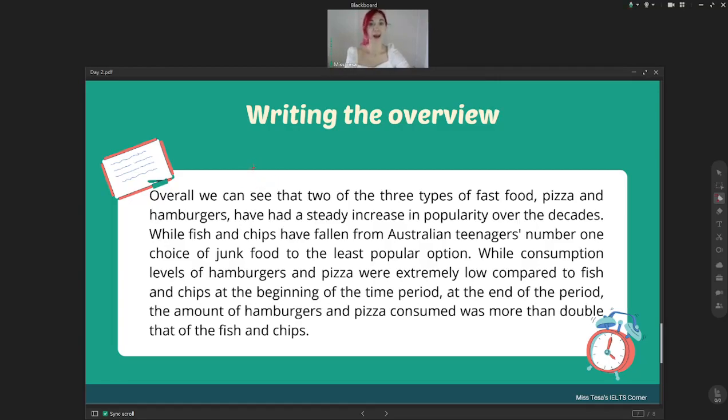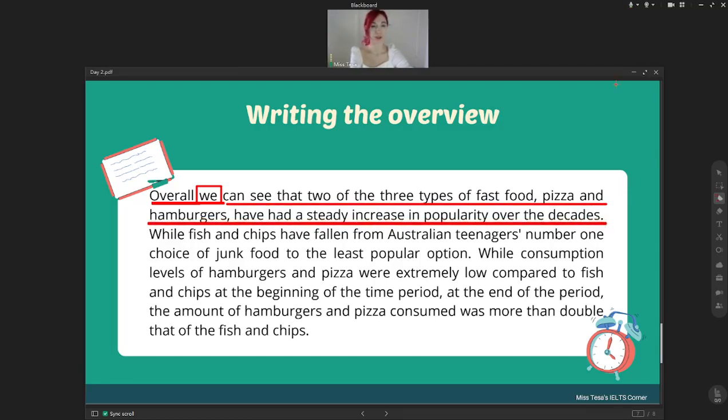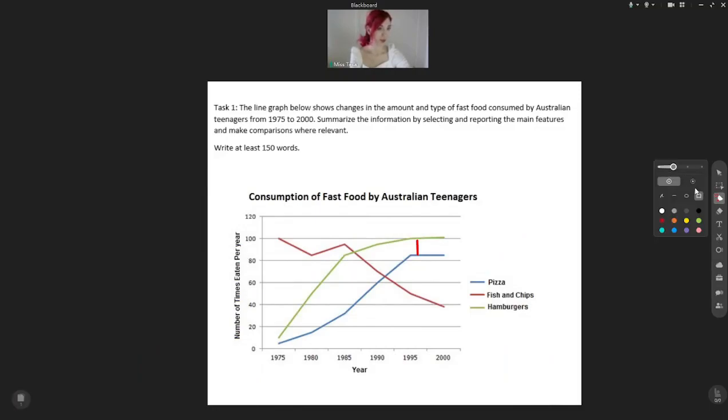So here I started off with "overall." That's a really great way to start your overview. And then we can see, remember, never say "I can see." We want to stick to objective phrases. We can see that 2 of the 3 types of fast food, pizza and hamburgers, have had a steady increase in popularity over the decades. That's what we talked about, remember? This is one of the biggest key features here, how hamburgers and pizza have become more and more popular over the decades.